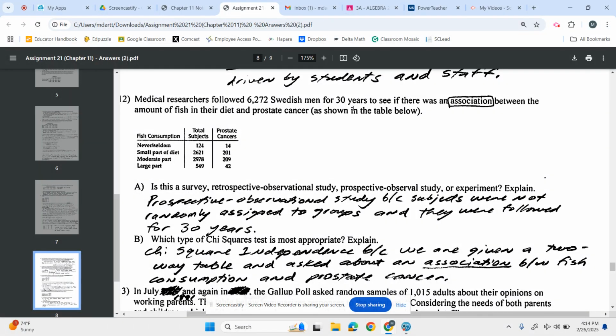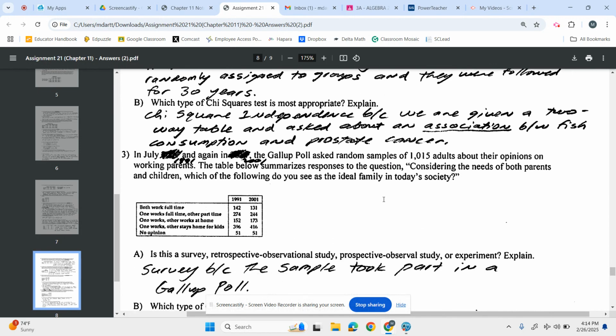And it did say they followed them over the course of 30 years, they looked at this data. So if you look at something as it's unfolding, it is going to be a prospective observational study. Okay, prospective observational. Now look at the next one.